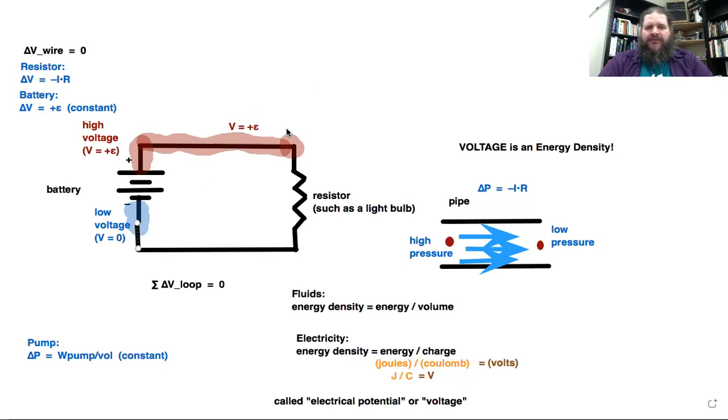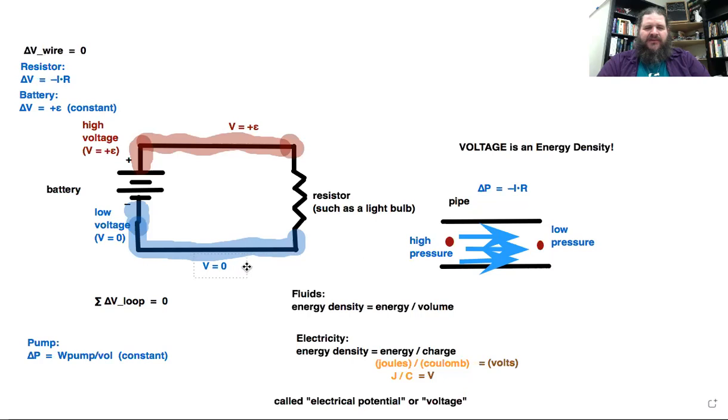now if we fill in the rest of the voltage map, we can say this entire wire is going to be at the low voltage. All these locations marked in blue here on the bottom side, those are all going to be at 0 volts instead of at positive epsilon volts.